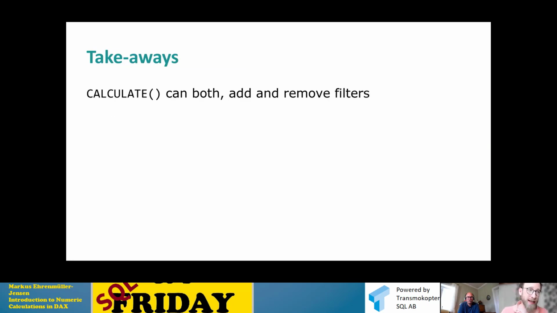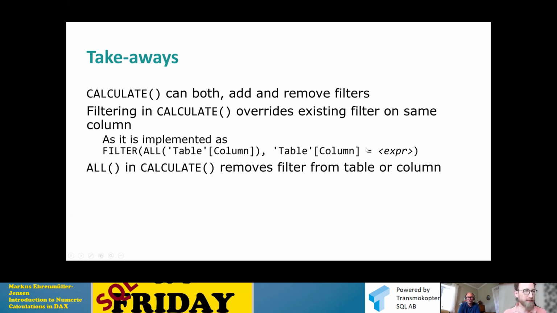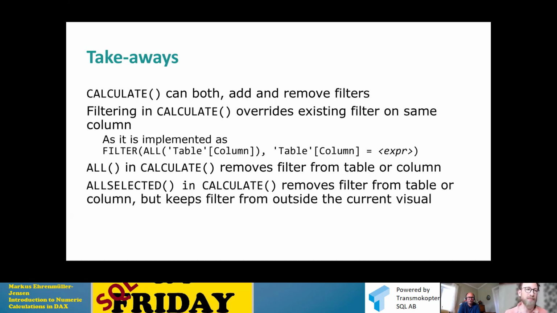So the takeaways are that CALCULATE can add filters, it can remove filters, you can even combine adding and removing filters, and that a filter expression in CALCULATE automatically overrides an existing filter in the same table. What it implicitly does is apply a filter on all of the columns, so it removes all existing filters and then first applies the new filter. We can also apply ALL within CALCULATE to remove all the filters, so we see everything. And ALLSELECTED is a little bit more picky because it preserves the existing filters outside of the current visual.